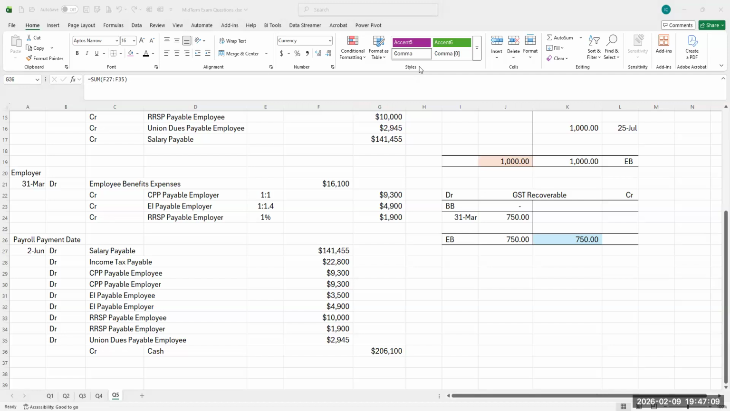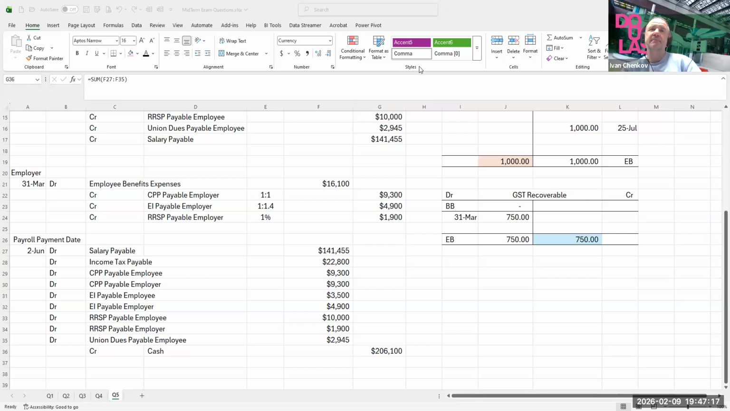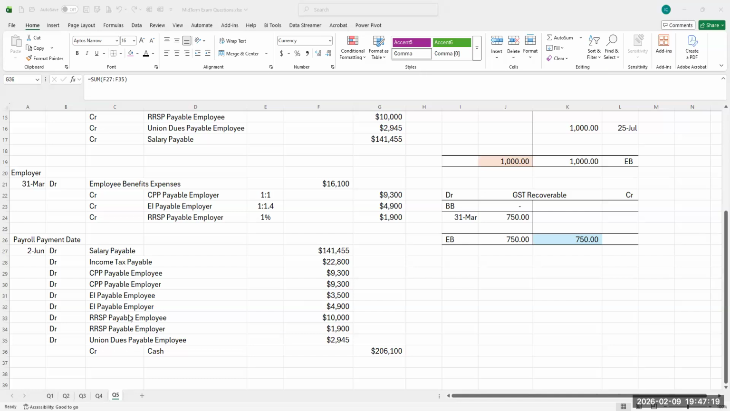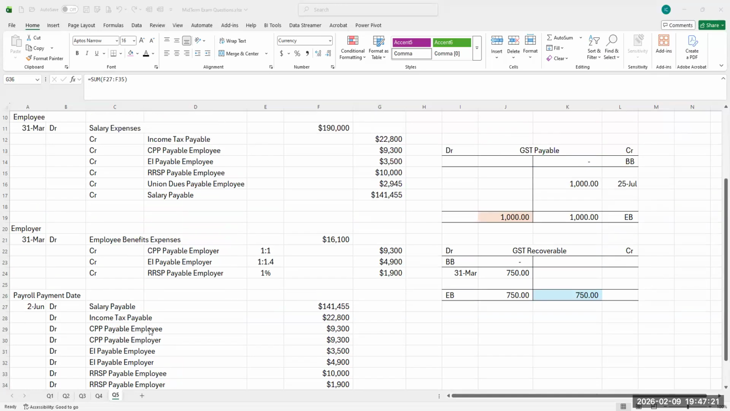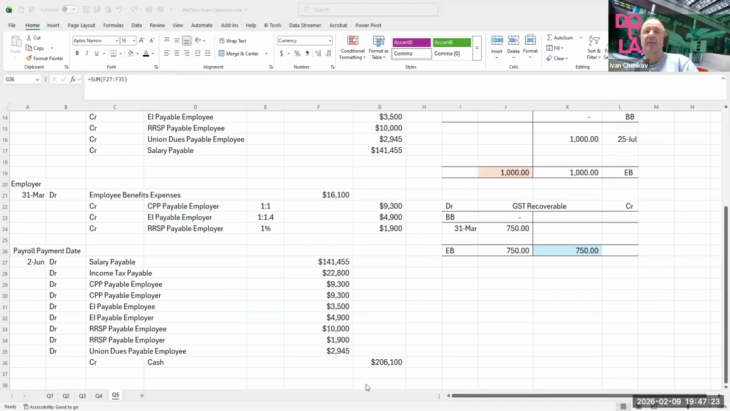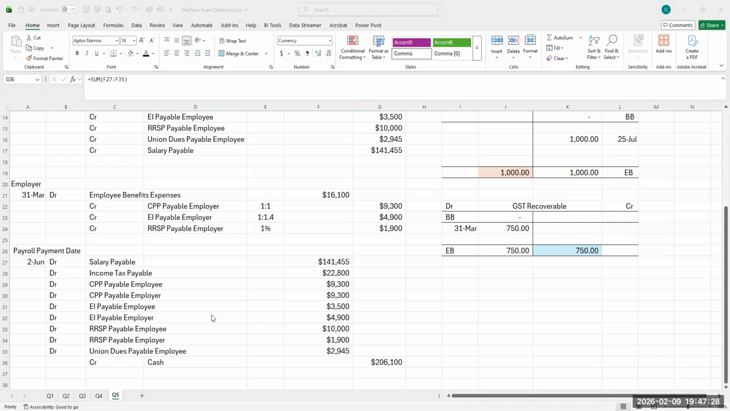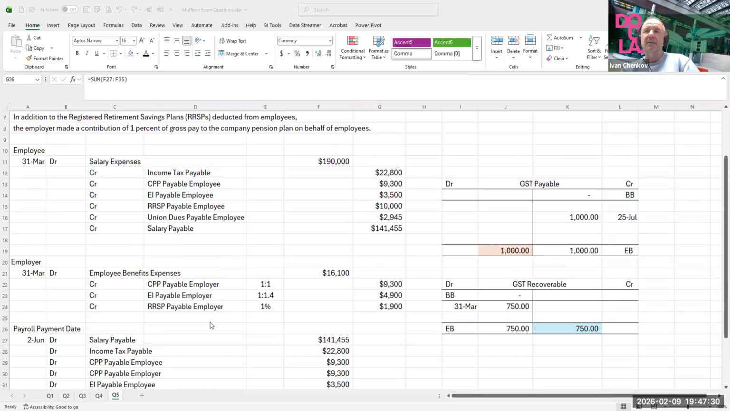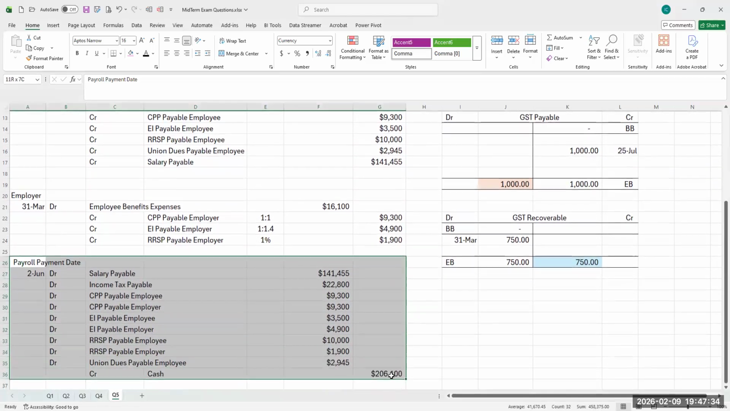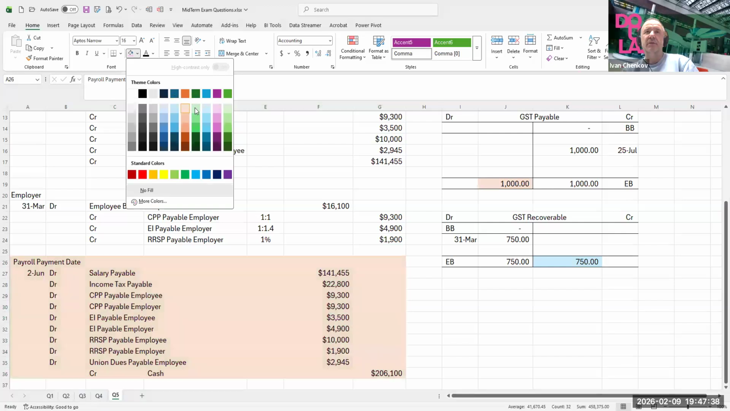Quick question. The items are being debited because we already paid them, right? The salaries payable, the income tax payable, the CPP payable, yes, because we already incurred them. Now we're paying them. On June 2nd, we're paying everything. Oh, okay, that makes sense. Thank you. I'm adding this one just to show you. This is not in the question. This is additional from me so you can see the payment.